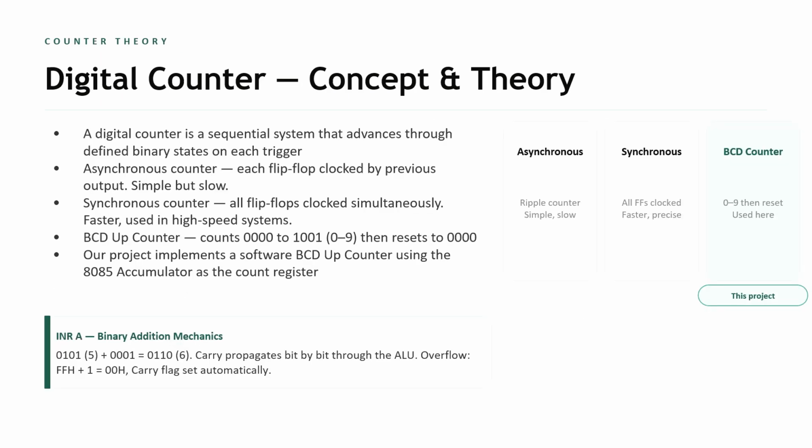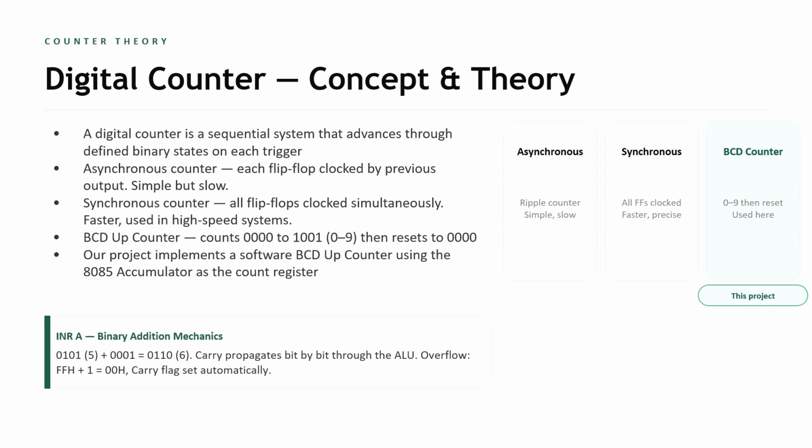A digital counter is a sequential system that advances through defined binary states on each trigger event. There are three main types: an asynchronous counter, also called a ripple counter, where each flip-flop is clocked by the output of the previous one, simple but slow due to propagation delay. A synchronous counter, where all flip-flops are clocked simultaneously, faster and more precise, used in high-speed digital systems.